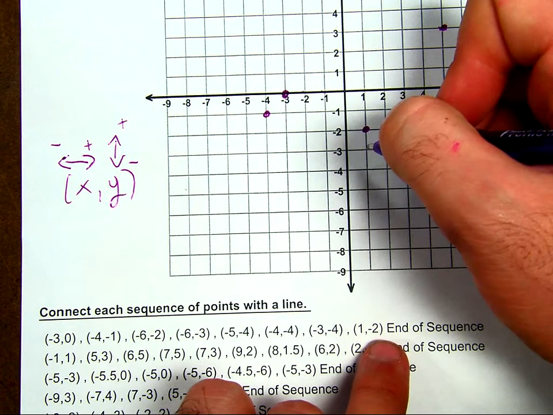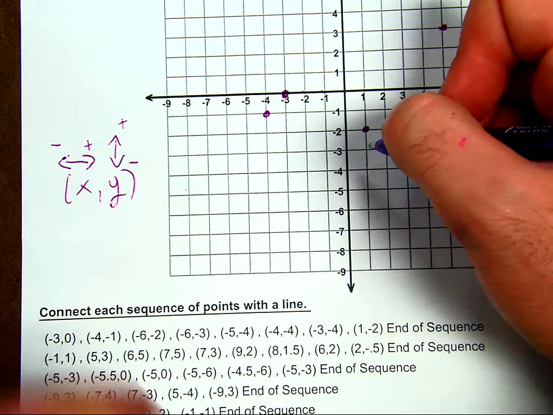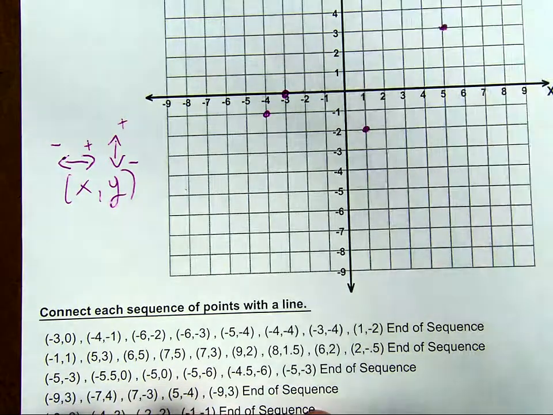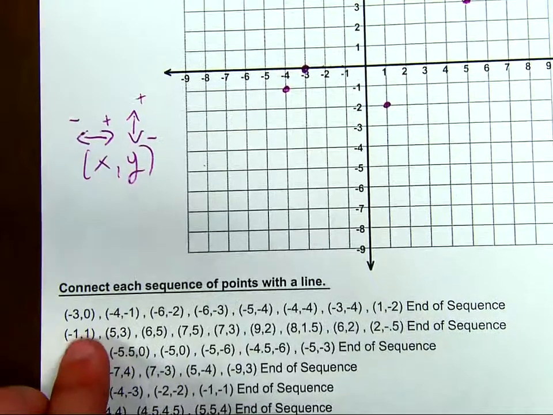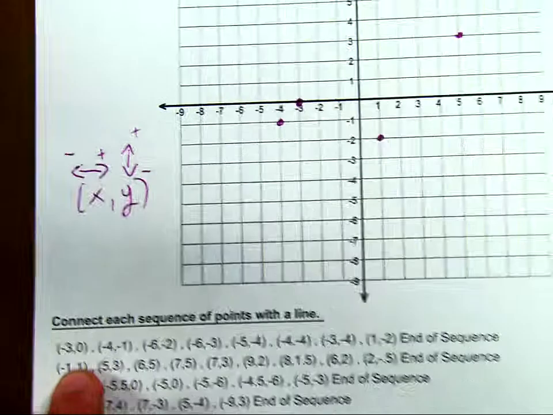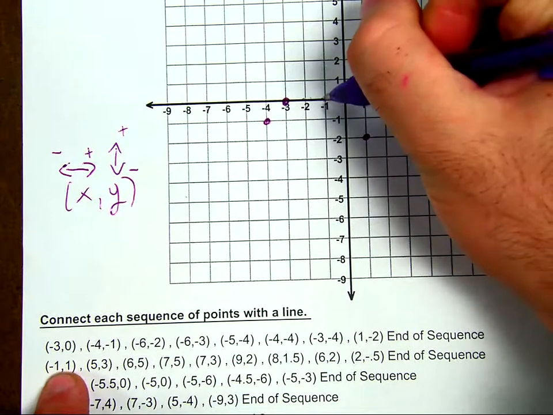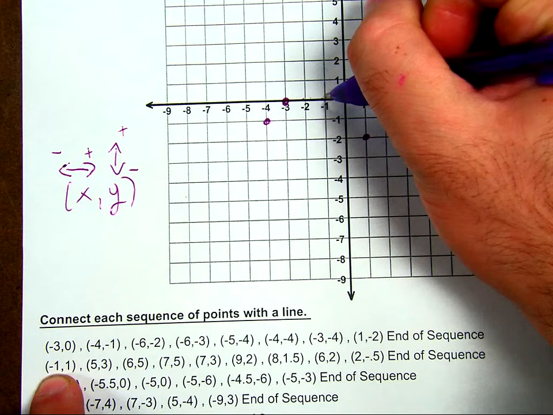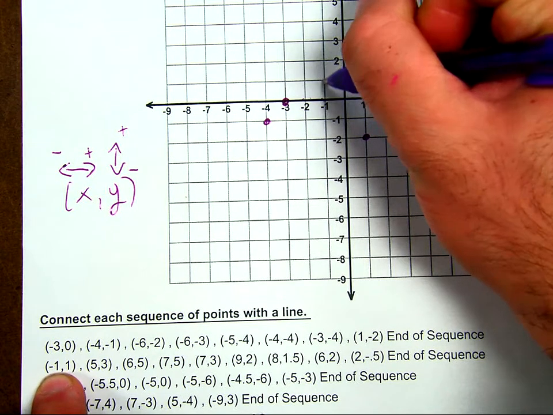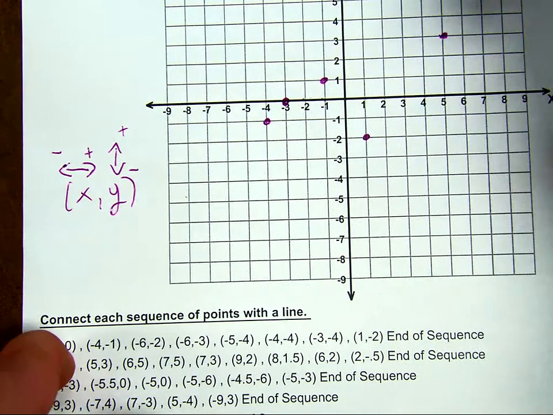What about one that goes left and then up? Right here, I have negative 1, 1. To do that, I go negative 1 to the left, so it's one space to the left, and then up 1. I plot it right there. That's how you plot these coordinates.